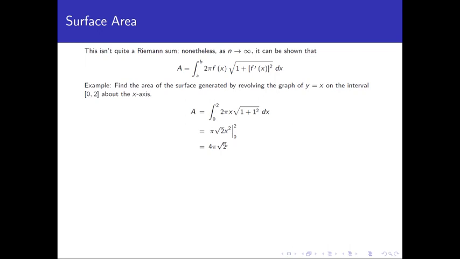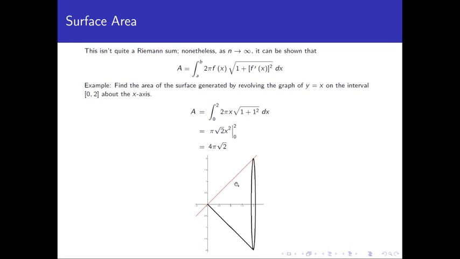Now let's see if we can verify that 4 pi root 2 really makes sense in this context. When we take the y equals x and rotate it about the x-axis, we get a cone, an honest-to-goodness cone. What we're interested in for this cone is the lateral surface area, the stuff on the sides, not the circle here at the bottom. We're just interested in the sides because we're rotating the graph, not the entire region.